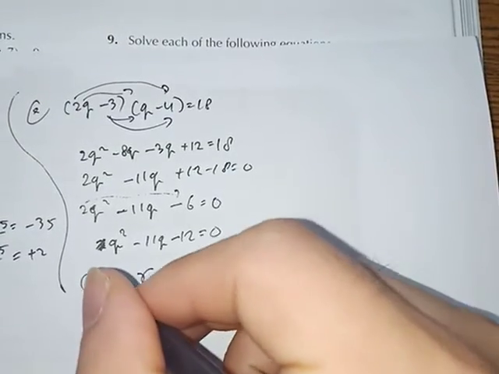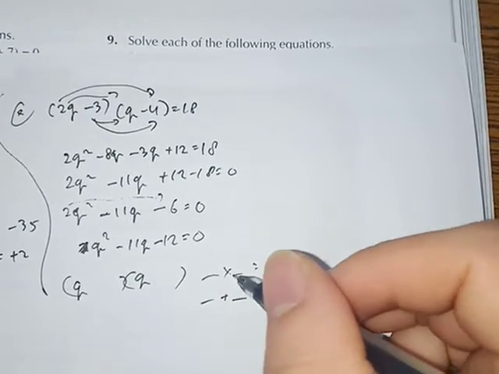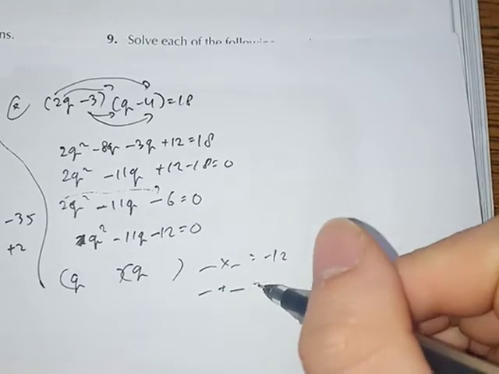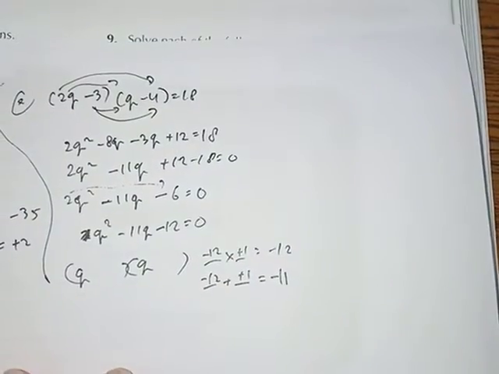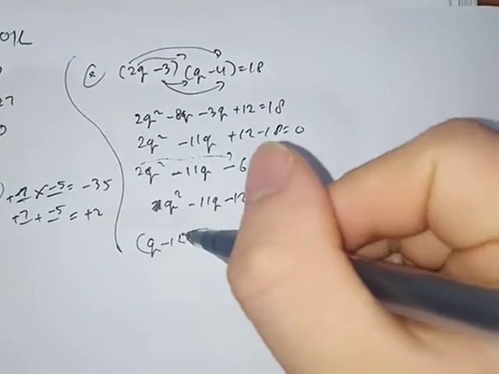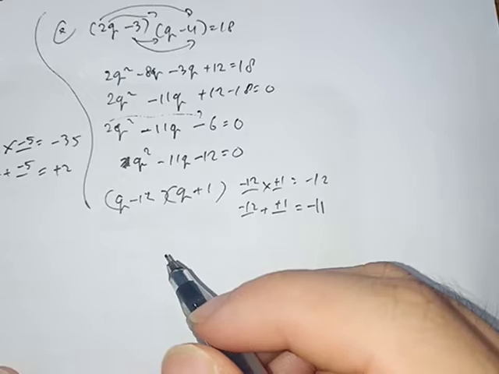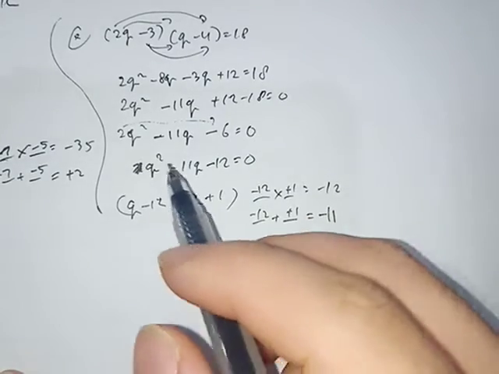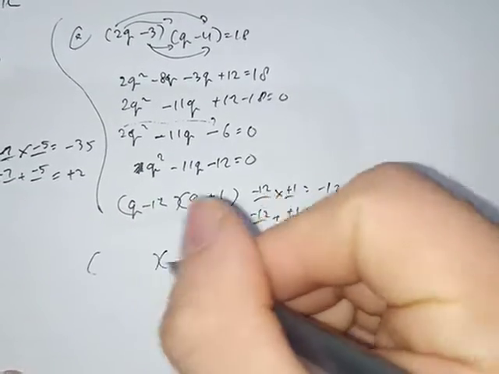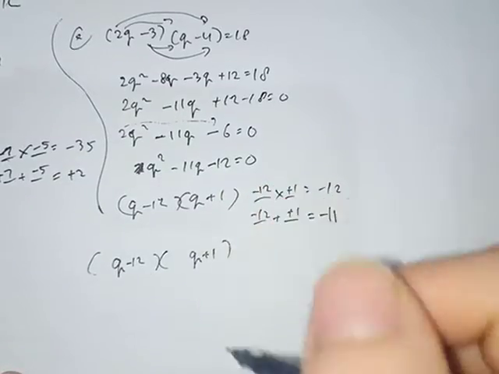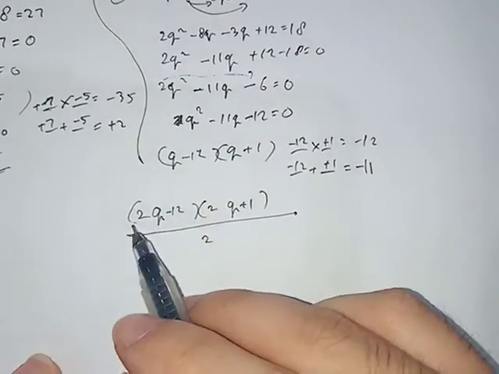And then do the same way like you usually factorize it. What times what equals negative 12, what plus what equals negative 11, pretty easy. Negative 12 and positive 1. And then from here, remember that we have 2 initially at the front here, right? So we're going to put it back.